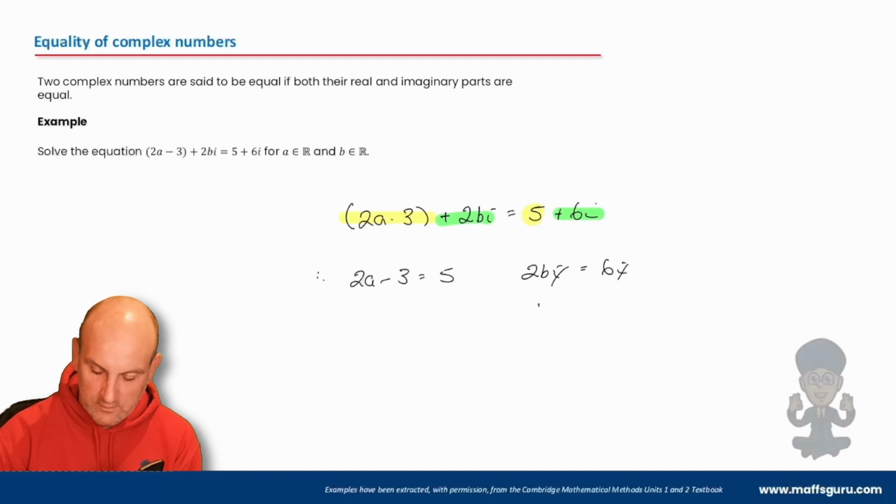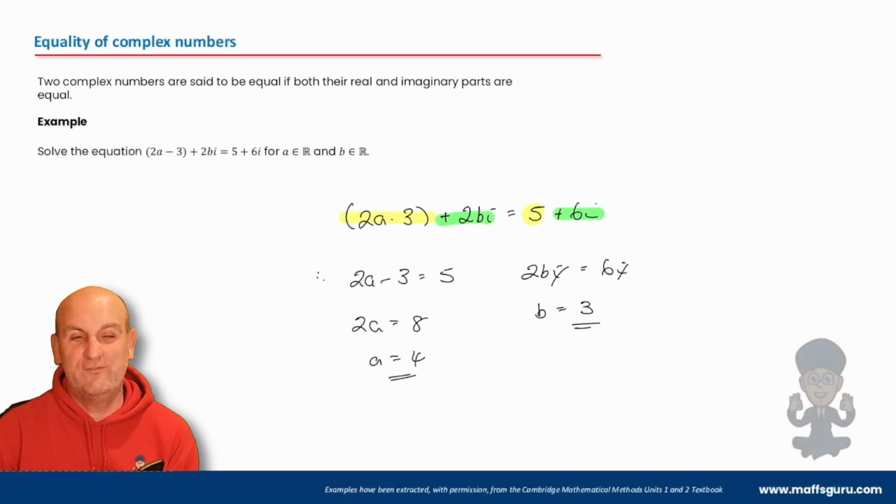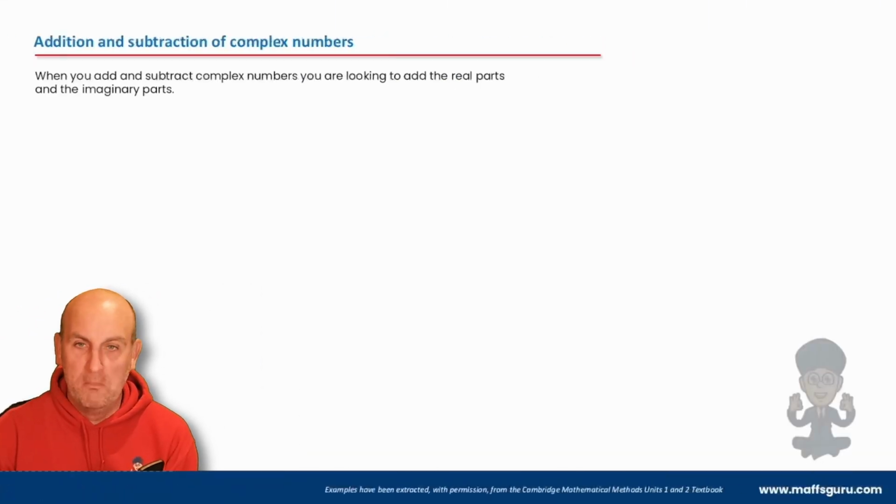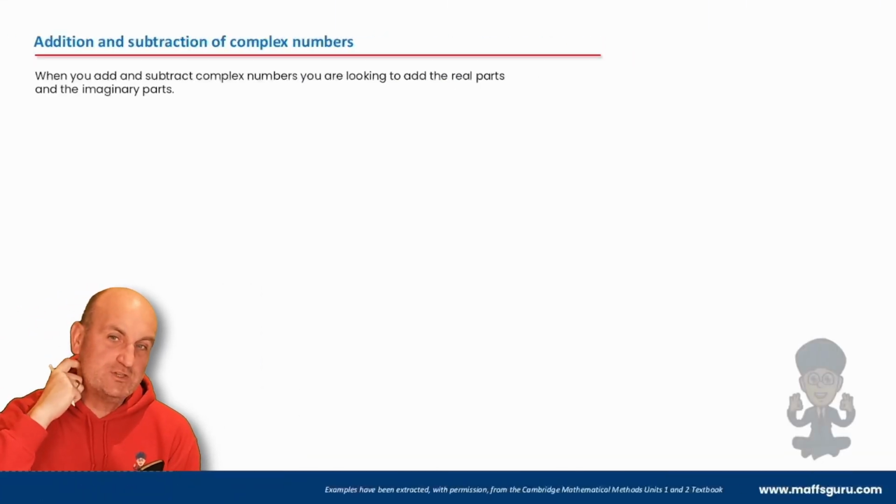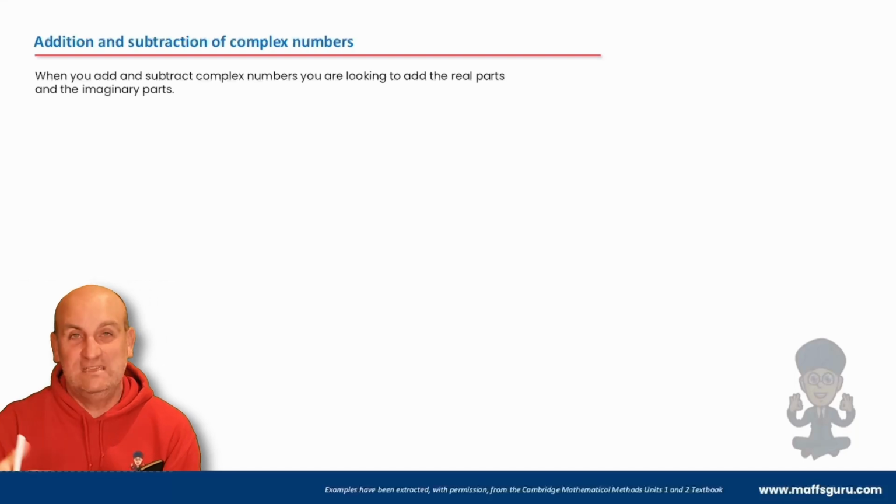The i's would cancel, so b in that situation would be 3, and 2a would be 8, and a would equal 4. And there we go. Again, fairly trivial. Are you going to get these type of questions in a VCAA exam? Probably not.